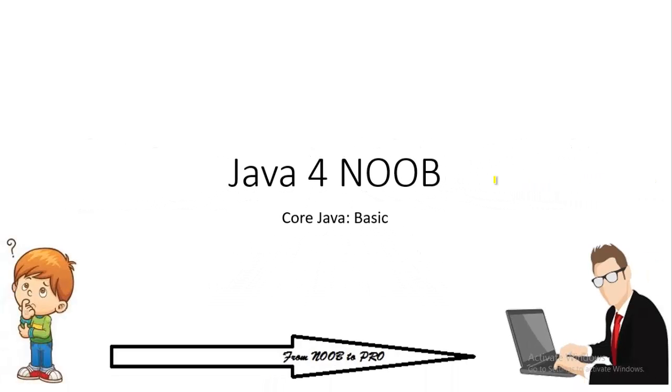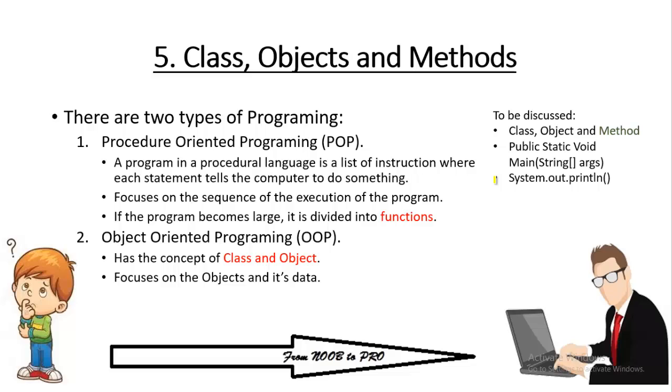Now let's get into the most important concept of Java, that is the OOP concept. Okay, so basically there are two types of programming languages. First, POP or procedure oriented programming. Second, OOP or the object oriented programming. First, let us see what a POP is.